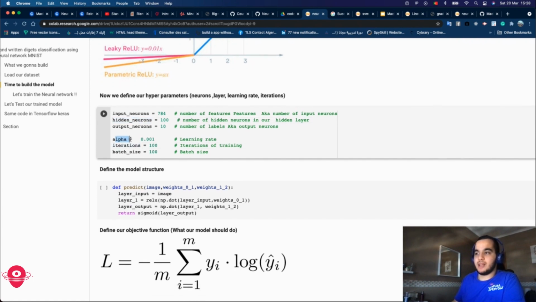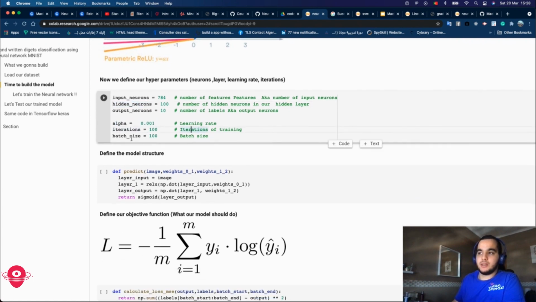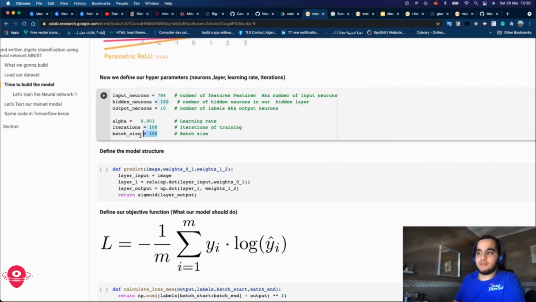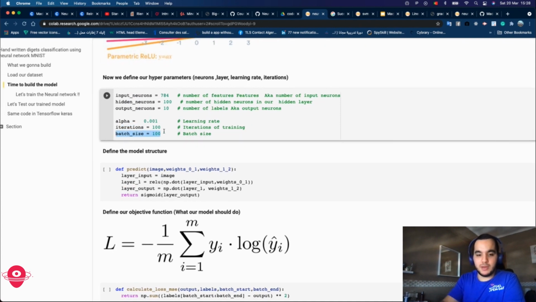We have the alpha, the learning rate, the iterations, and we have the batch size. This is something we didn't talk about yet, which relates to what we did in the linear regression model: we passed all of our data in one iteration.